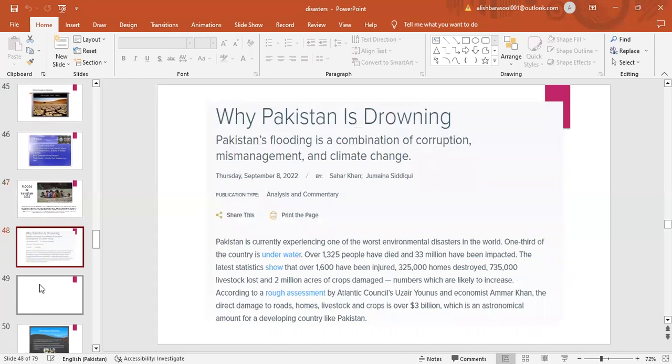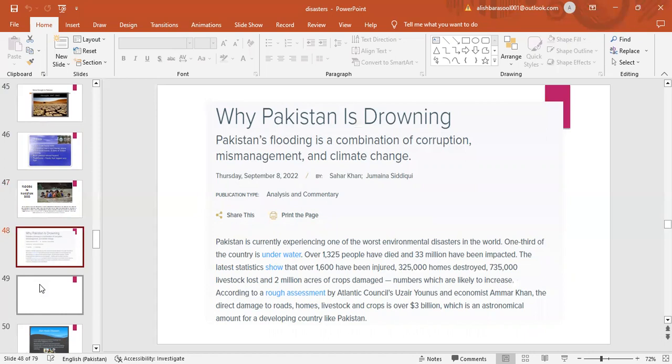Why is Pakistan drowning? Pakistan's flooding is a combination of corruption, mismanagement, and climate change. Pakistan is currently experiencing one of the worst environmental disasters in the world. One third of the country is underwater. Over 1,325 people have died and 33 million have been impacted.